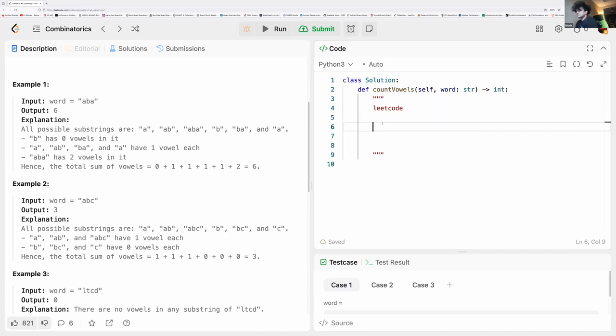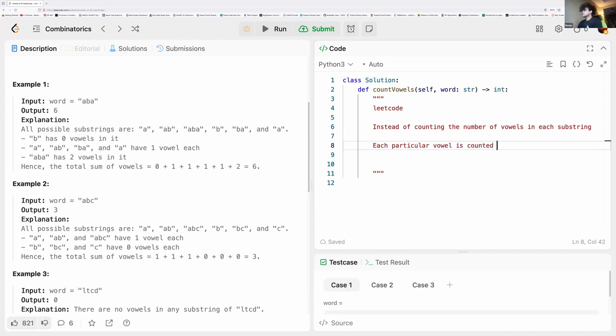So here's an idea which I have for you. Instead of counting the number of vowels in each substring, the basic idea, which can also be used for a lot of other counting problems, is that each particular vowel is counted by a certain number of substrings. So what do I mean by this?